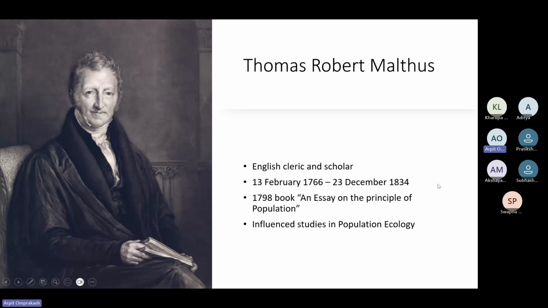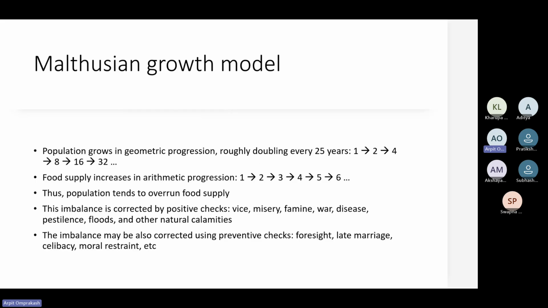So the next chapter was on human population growth and food requirements. We talked about Thomas Robert Malthus earlier also. He was an English cleric and scholar who wrote an essay on the principle of population, which influenced a lot of studies in population ecology. He also gave his Malthusian growth model for human population.